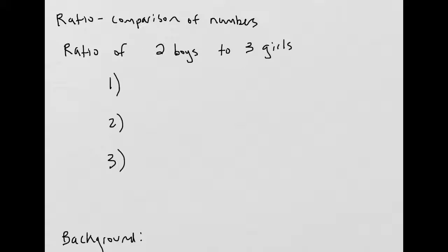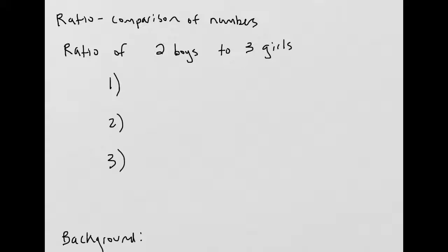If we look at a specific example, suppose I have a ratio of 2 boys to 3 girls. What that tells me is that for every 2 boys, I've got 3 girls. Let's say this is a classroom setting. So for every 2 boys in my class, I have 3 girls. Or I could say for every 3 girls in my class, I have 2 boys.